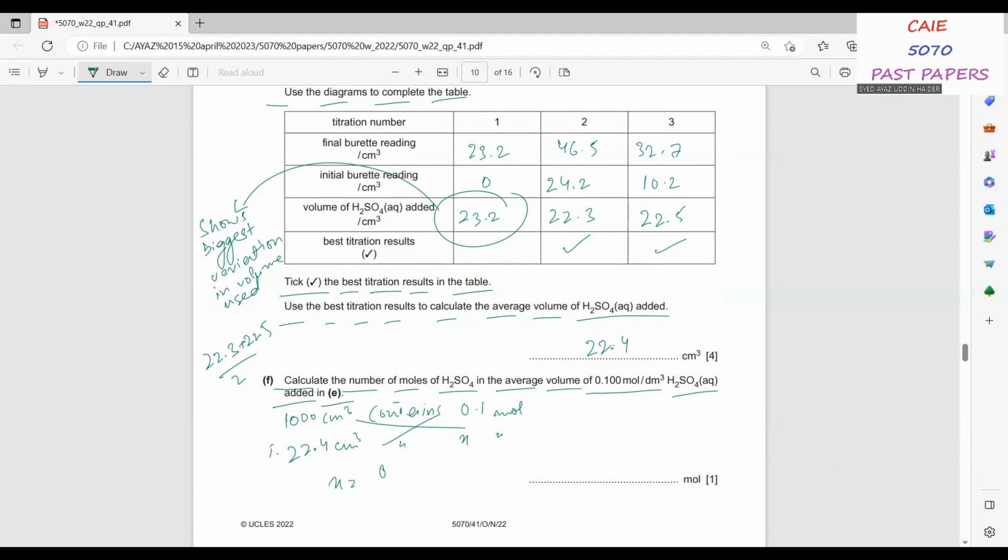So do the cross multiplication. X is equal to 0.1 multiplied by 22.4 divided by 1000. The answer is 0.00224. Or you can even write 2.24 × 10^-3.